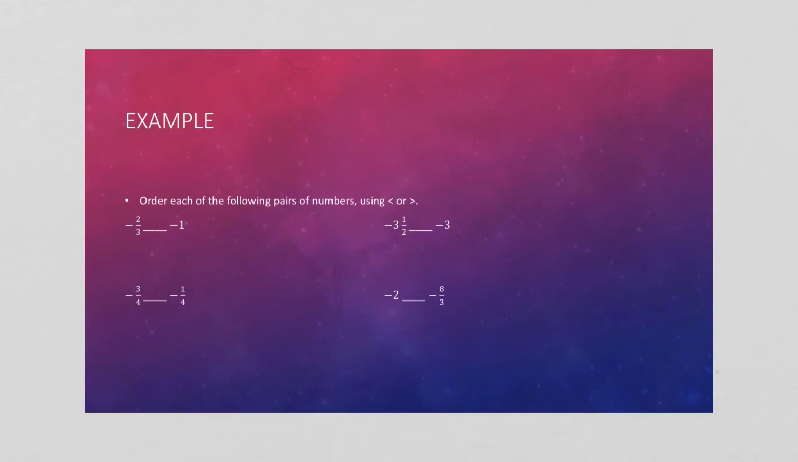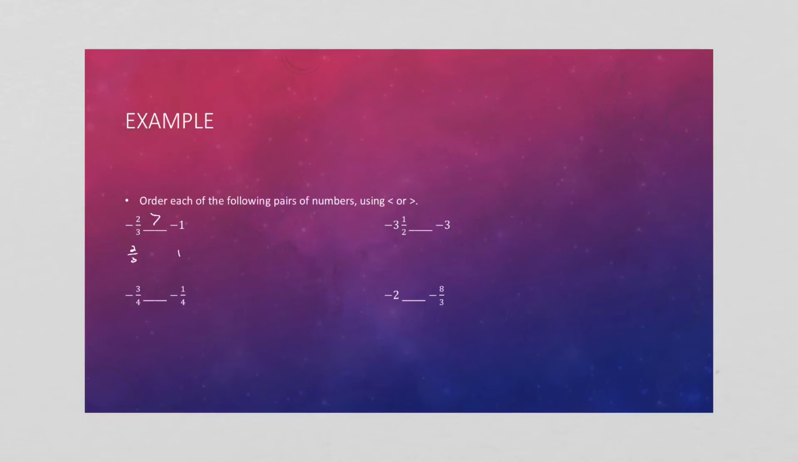Okay, so now I want to order these, and by ordering I'm going to say which one is the larger number. So typically what I do whenever numbers are negatives is I compare their positives. I compare 2/3 and 1, and I know that positive 1 is bigger than 2/3, but because we're dealing with negatives, that needs to go the other direction. So really -2/3 is bigger than -1.